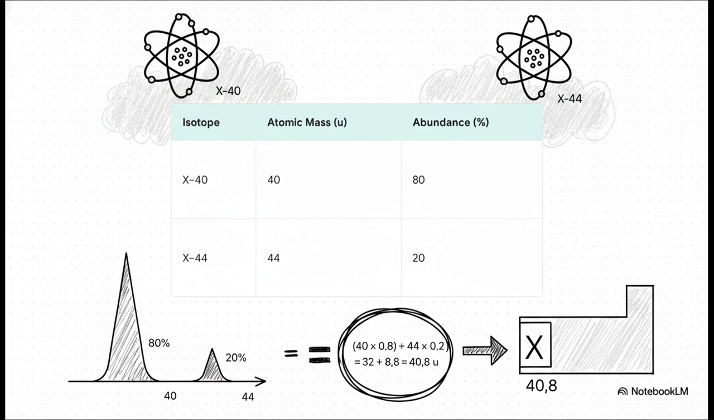So you multiply 40 by 0.80, giving you 32. Then multiply 44 by 0.20, which gives you 8.8. Add 32 and 8.8 together, and boom, you get exactly 40.8 u. It's a perfect reminder that the numbers you see on the periodic table aren't just random. They are beautifully weighted averages of reality.